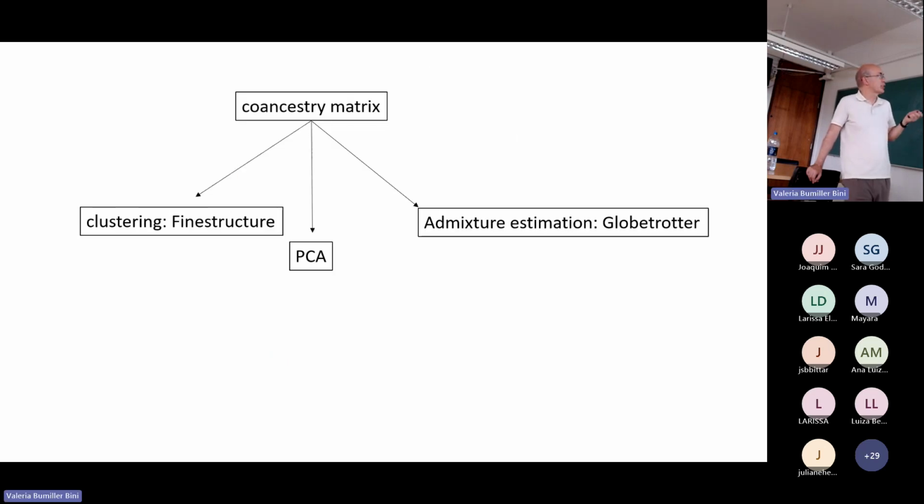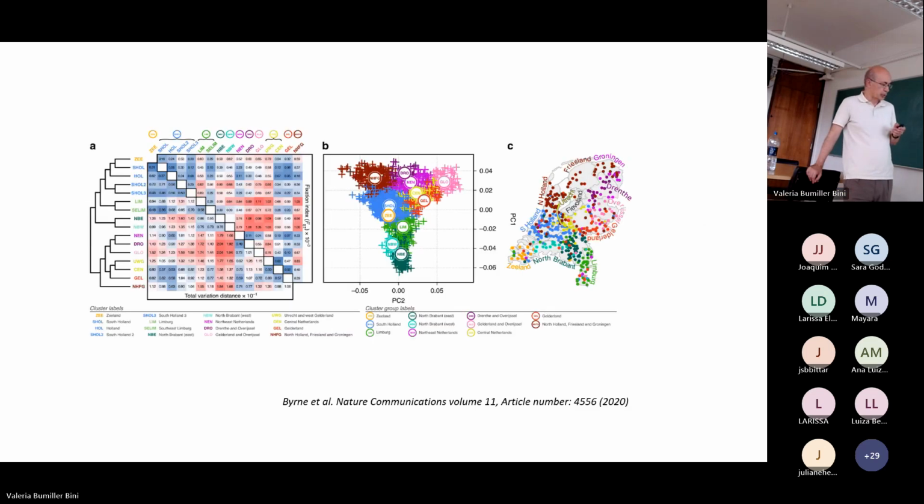And with this coancestry matrix, this number of shared haplotypes, we can cluster them with the program called fineSTRUCTURE, we can do PCA, and with GLOBETROTTER, we can do admixture estimates that are now based on shared haplotypes. So here's an example in the Netherlands. We have the coancestry matrix here, this clustering, and we can do PCA now not on single SNPs, but on shared haplotypes. And it kind of looks like the map of the Netherlands.